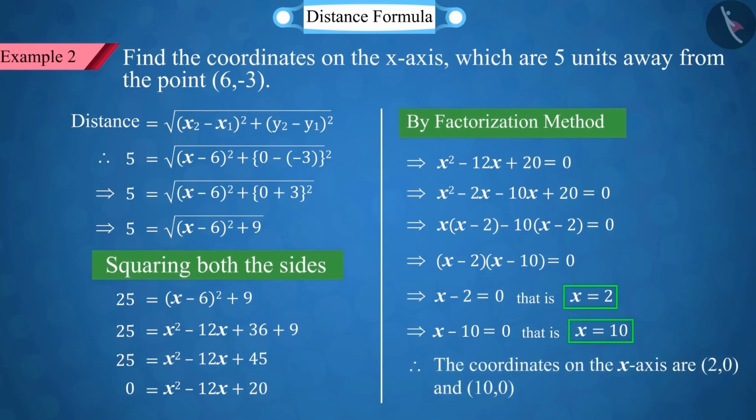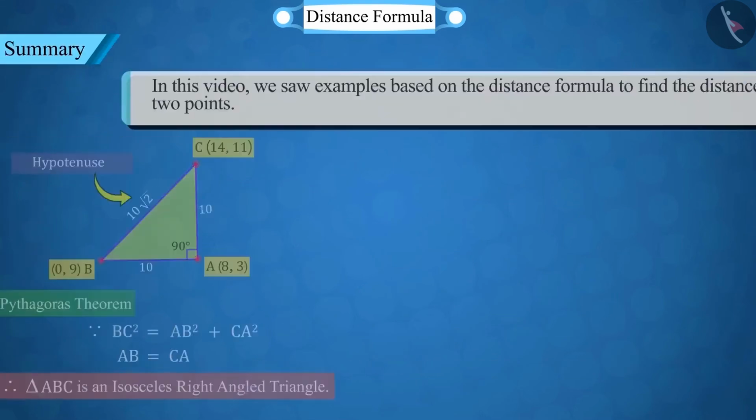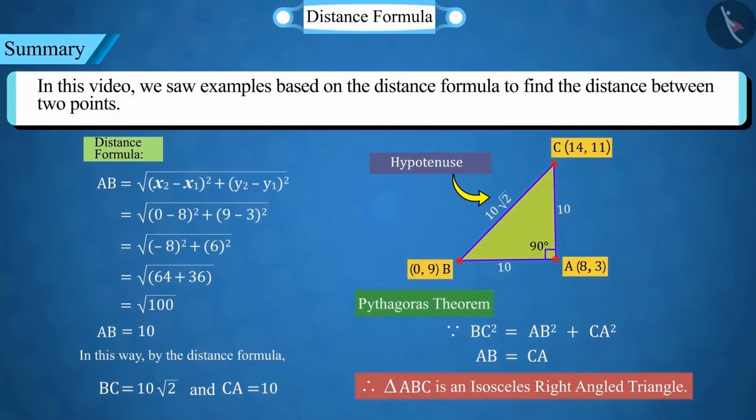So, we can say that there are two coordinates (2, 0) and (10, 0) located on the x-axis. In this video, we saw some interesting examples based on the distance formula between 2 points. In the next video, we will see what are the common mistakes one can commit while solving these types of questions.